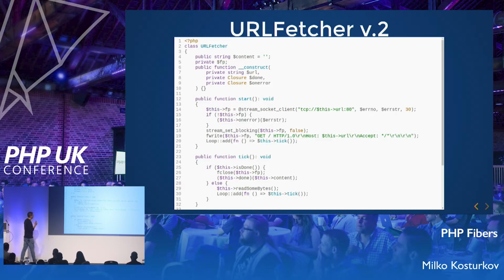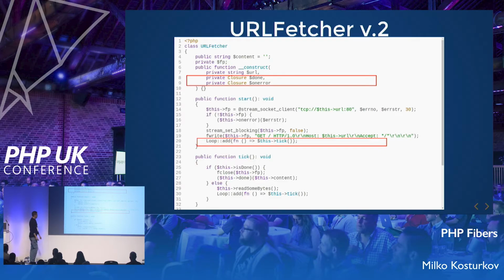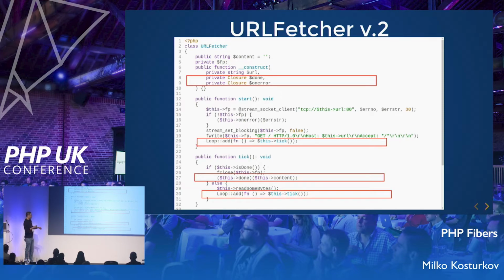When we run the loop, this will get executed. This is what we've changed. We have a done callback. We have an on error callback. We add a function to tick. We don't start looping automatically. We call the done callback once we're done. Instead of doing a loop ourselves, we just add it to the global loop. We add another call to tick.